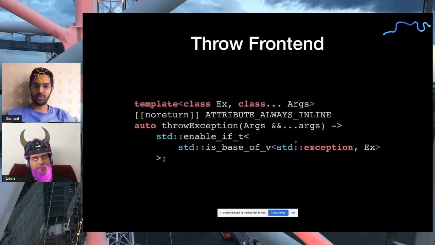So this is what you do. Instead of calling throw directly from your functions, you create this new function called throw exception. And wherever you are calling throw, you just call this throw exception function. And let me now walk you through what this function is exactly doing.